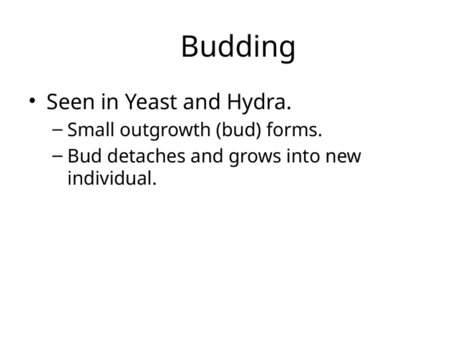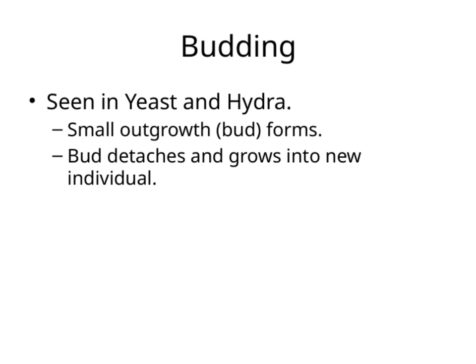In this slide, we're looking at budding, a form of asexual reproduction seen in organisms like yeast and hydra. What happens here is that a small outgrowth, often called a bud, begins to form on the parent organism. This bud gradually develops and grows, almost like a tiny copy of the original. Once it's fully developed, it detaches from the parent and then grows into a completely independent individual.